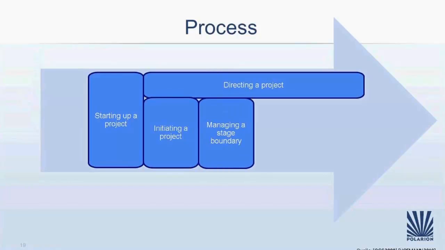Managing a stage boundary might happen more often because you might have more stages, more iterations, more releases during your project. You always need to check during such a stage boundary if the business case still fits, because if it doesn't fit, you should think about stopping the project. You also talk about your experience in these stages. So what happened? What do we need to do better? Where are some issues? And you also report these to your bosses or to your customers, for example.